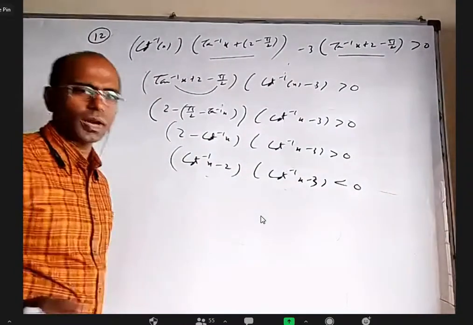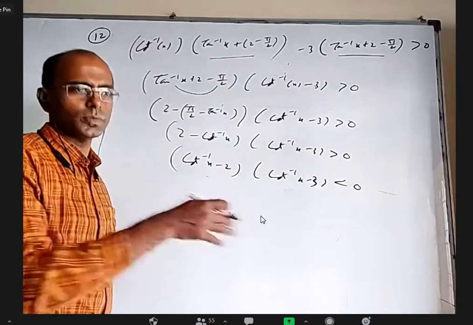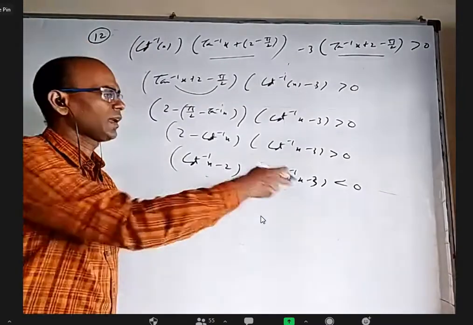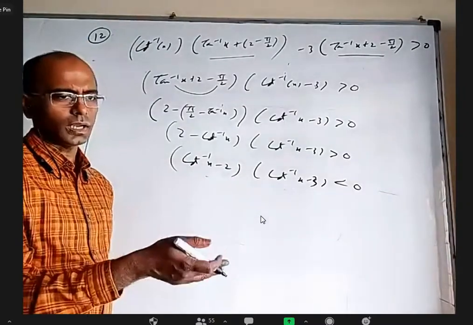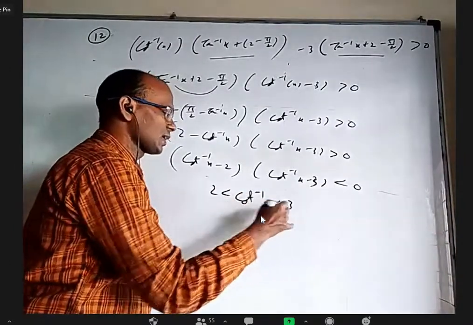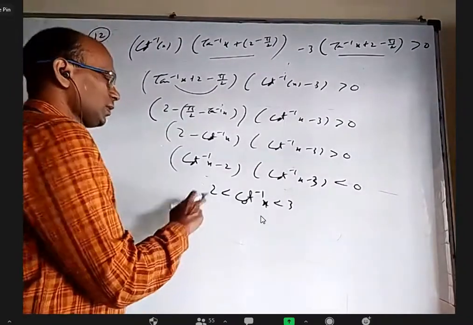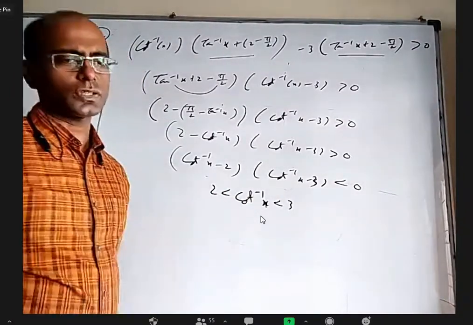Based on our regular quadratic inequality, we know whenever x minus alpha into x minus beta is greater than 0, x should be more than beta or less than alpha. Whenever it is less than 0, x should be between alpha and beta. So 2 is less than cot inverse x is less than 3. That doesn't mean it will be between cot 2 and cot 3. It may be reversed, cot 3 and cot 2.